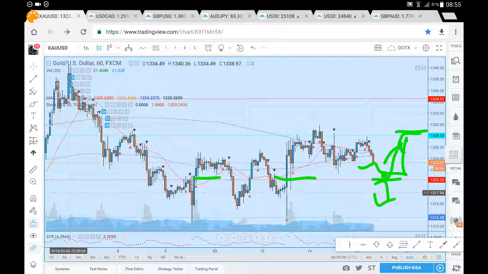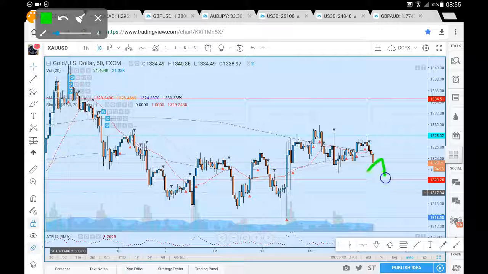If, however, we aren't able to hold support at the 1320, I suppose we do have a minor level sitting in around this 1316, but ultimately, from a breakdown of the 1320.25, we are expecting prices to possibly head down for a test of that 1313.58.